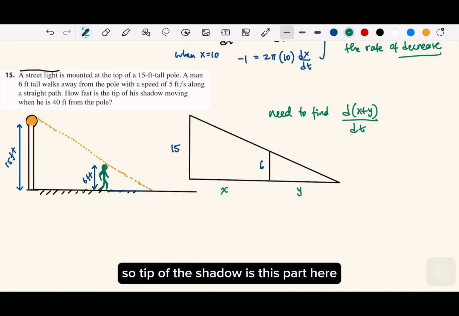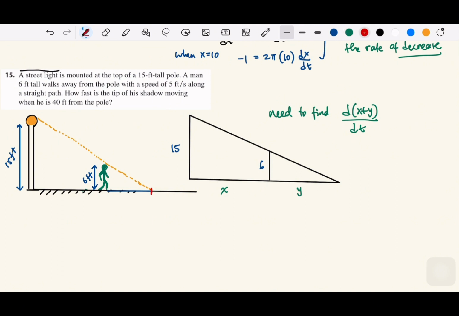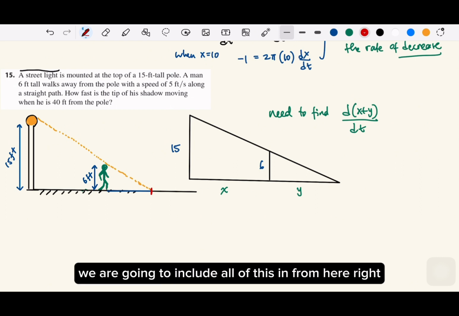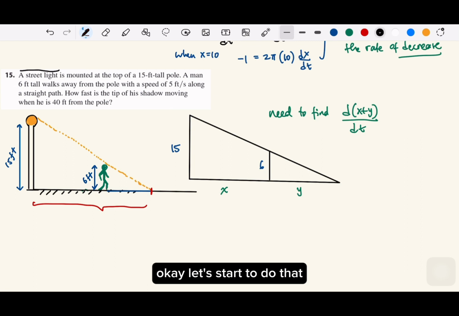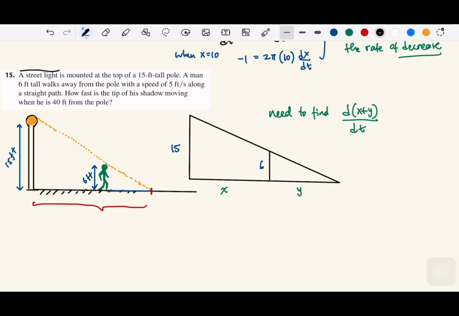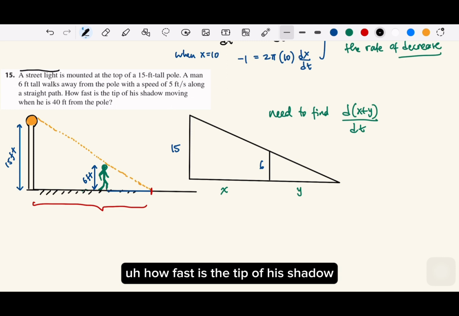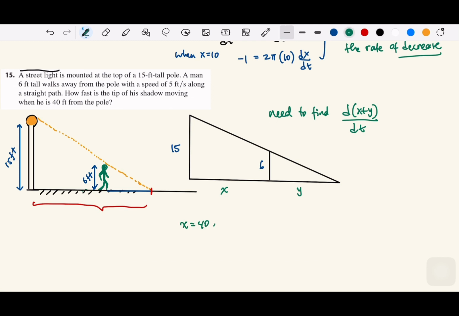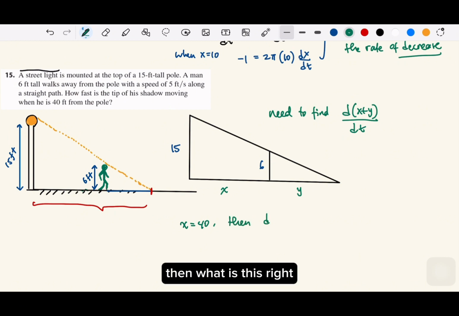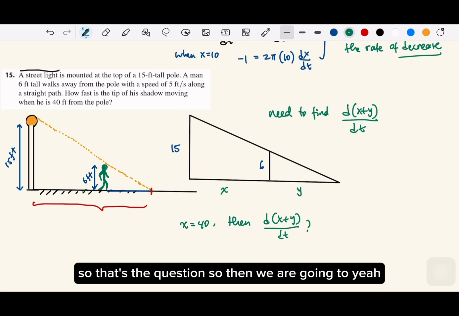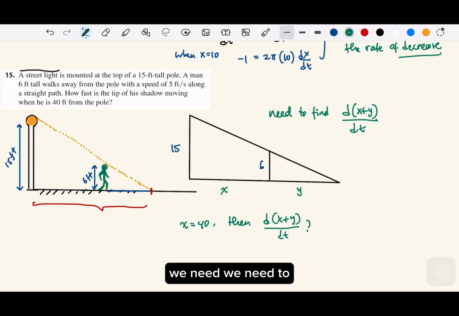So the tip of the shadow is this part here. Of course we are going to include all the distance from here, right? Okay, let's start to do that. Now, how fast is the tip of his shadow when he is 40 feet from the pole? So when x is 40, then what is this, right? So that's the question.